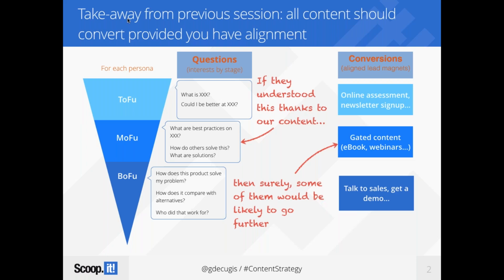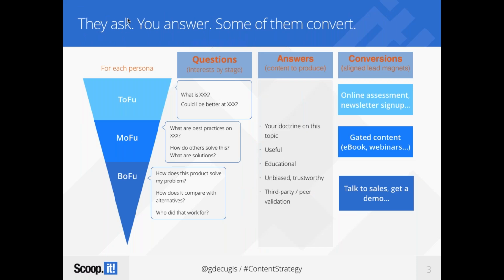So we talked a lot about alignment last time, and your content plan should look like this. Your content plan, your content strategy, should look something like this. You should have for each buyer persona the questions at each and every stage of the funnel, with answers that you're going to be producing. That's going to be your content. And then the next steps, which are going to be the conversions, that's the calls to action that you're going to offer to your readers, to people who consume your content.